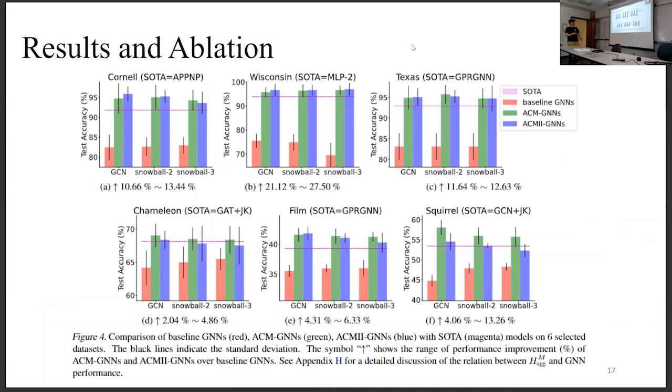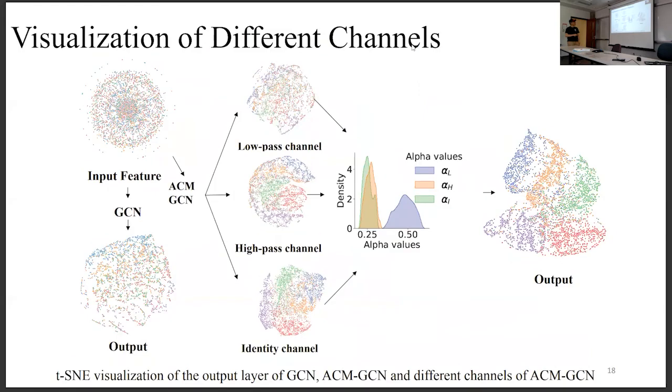Here are some ablation tests. The GCN, Snowball 2, and Snowball 3 are baseline models, and their prediction performance is in red. After we put these three baseline models into the ACM framework, we can see a significant performance boost, which is in green and in blue. And also here is a visualization of different channels. This is the visualization of the input features. After training in GCN, which only has one channel, the output has no clear pattern. But after we put it in ACM GCN, these are the visualizations of the three channels. We can see different channels have different patterns.